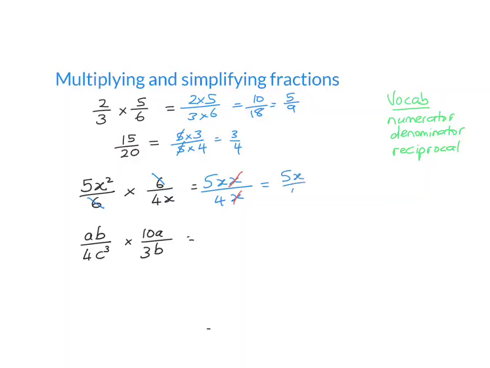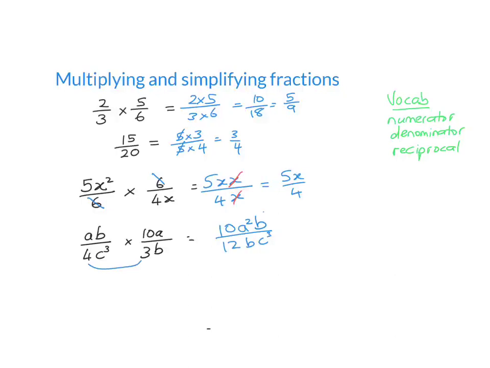so I end up with 5x over 4. And the last one here, I have a 10 times a squared times a b when I multiply across the top. And I have 3 times 4, remember do your numbers first, 12b and a c to the power of 3.